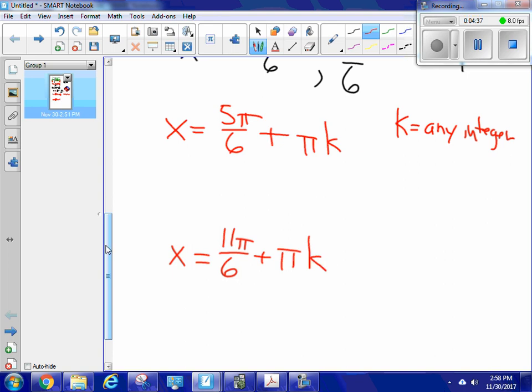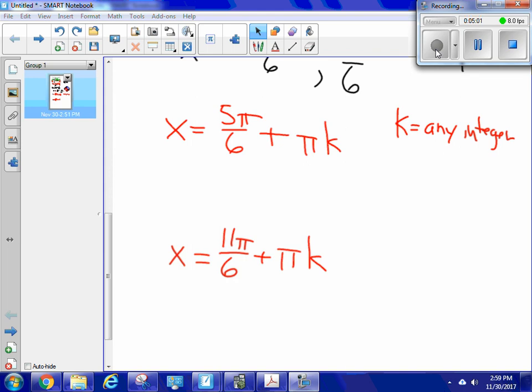And just again to emphasize this, this pi k right here, I use pi because it is the period of the tangent function. If I was doing a similar problem with sine or cosine, it would be 2 pi k, because 2 pi is the period of the sine or the cosine function.